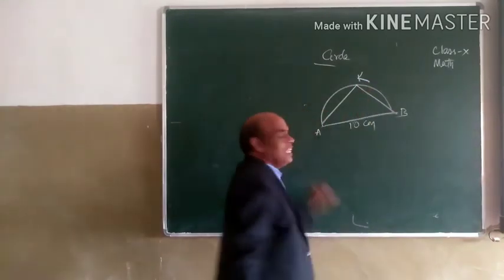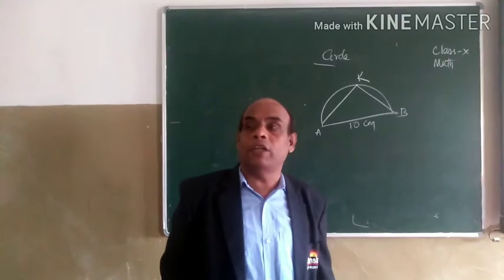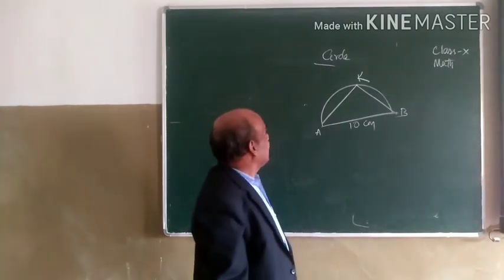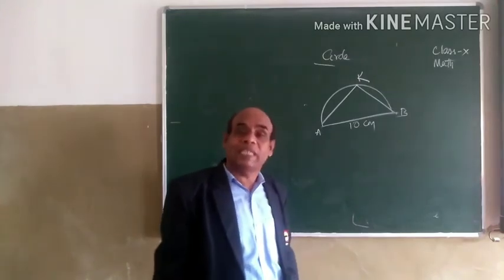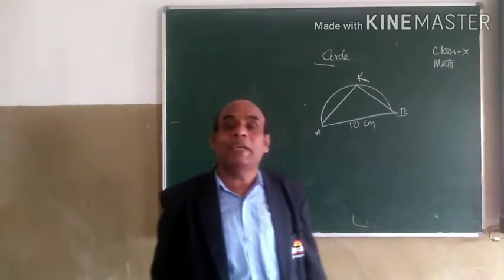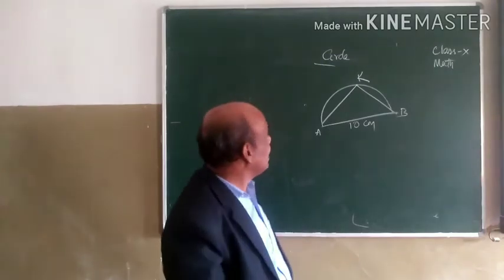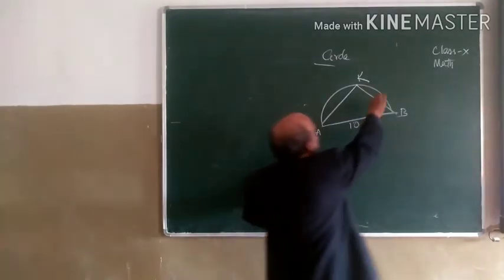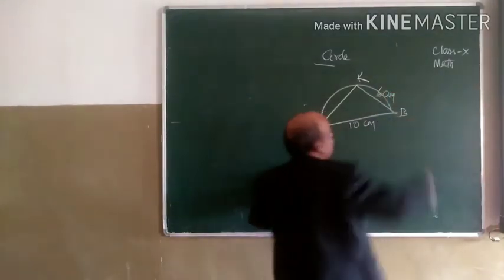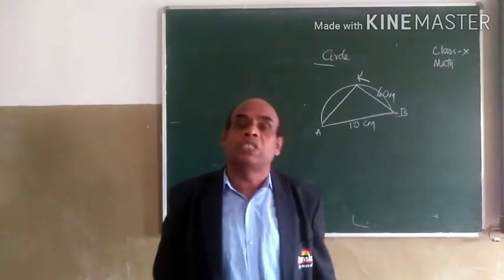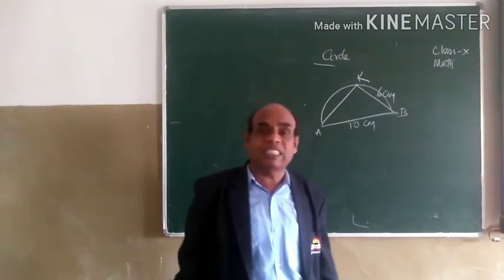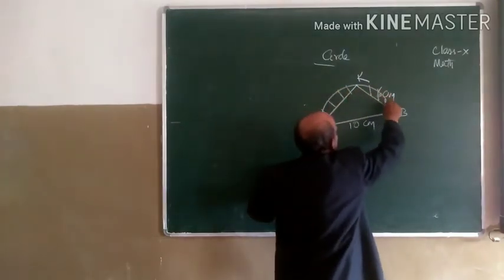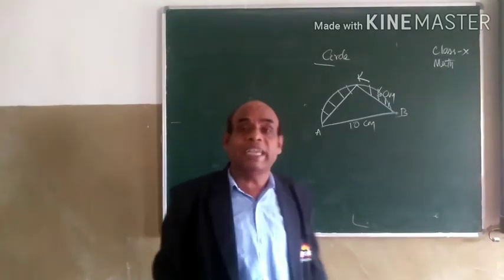Suppose K is any point on the circumference of the semicircle, and by joining AK and BK you get AKB, a triangle. The BK value is given to you as 6 centimeter. And the question is asking you to find out the area of the shaded portion.